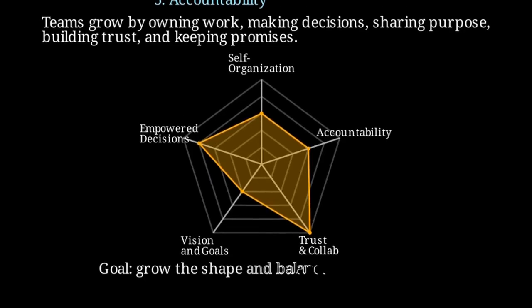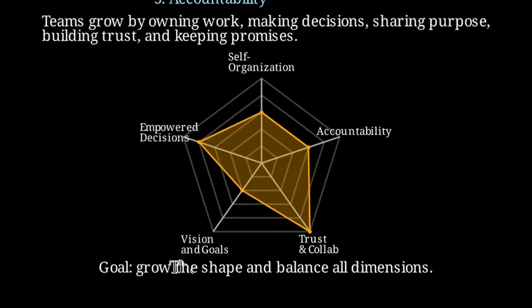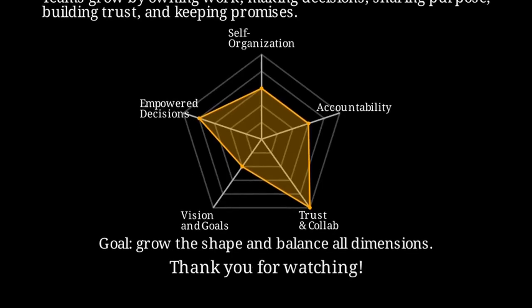If the chart is small in one direction, like self-organization, the team discusses what is blocking them and creates a plan to improve. The goal over time is a bigger, more balanced shape. That is Tabaka's team self-assessment model. Simple, visual, and team-driven.